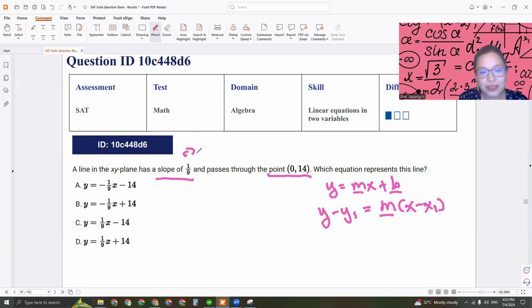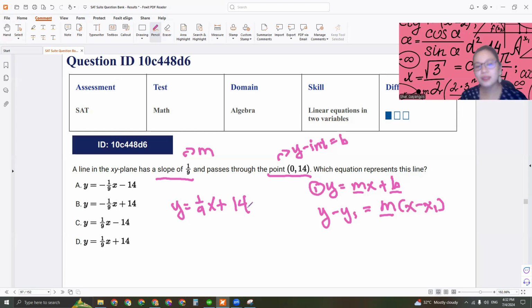So let's identify what's given. We have the slope, and again, any value where x is equal to 0 represents the y-intercept, which is equal to b. So the best option to use here would be the first equation, because you don't have to manipulate anything or do any other steps. All you have to do is replace m with 19 and replace b with 14. And that's it. So we have 19x plus 14.